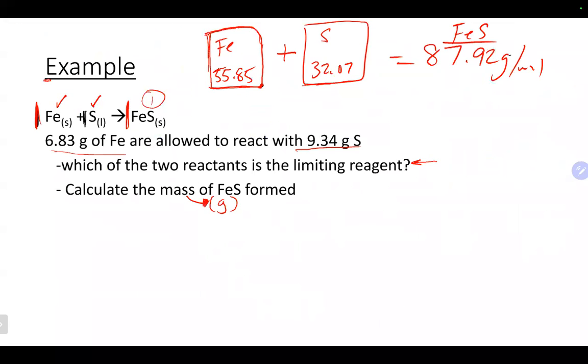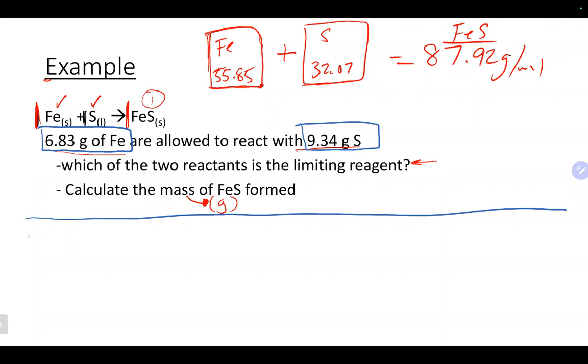So the other approach that's very commonly taught in terms of limiting reagent problems is you basically just do 2 separate calculations. One starting with one of the reactants to the product, and the other one starting with the other reactant to the product. And you figure out how much product each one would make. So if we did that, you could take 6.83 grams of iron, and you would just follow the same 4 steps that we did before.